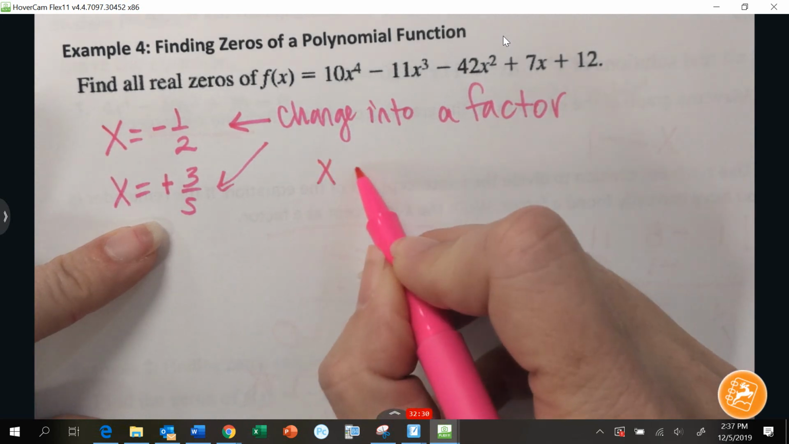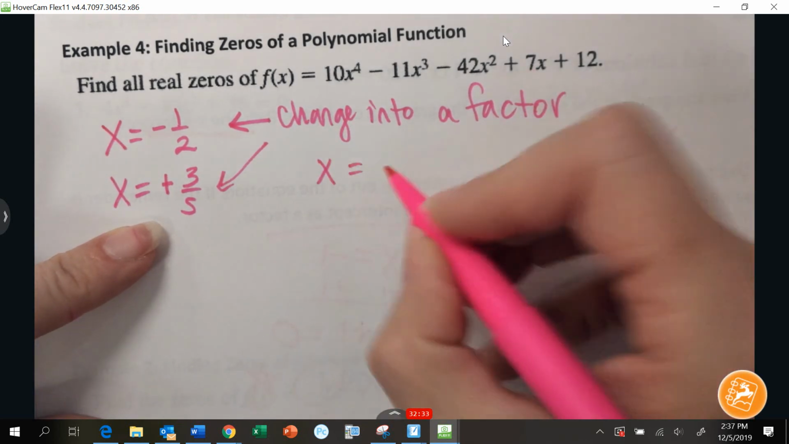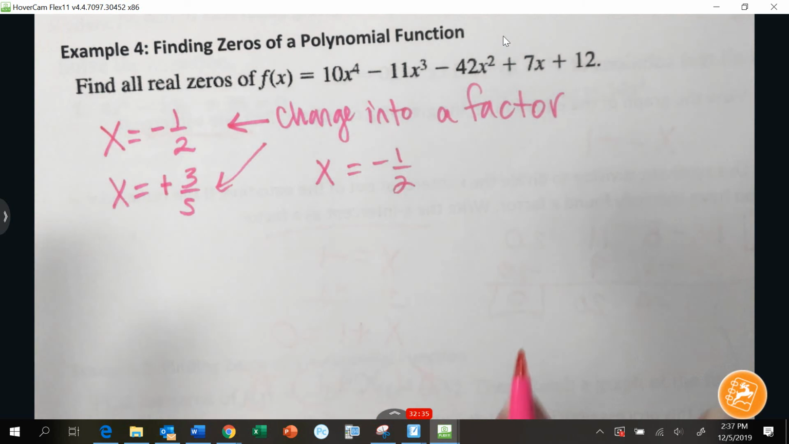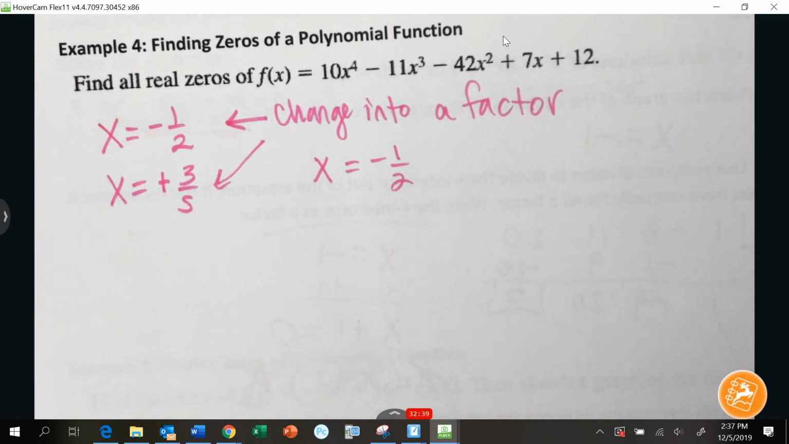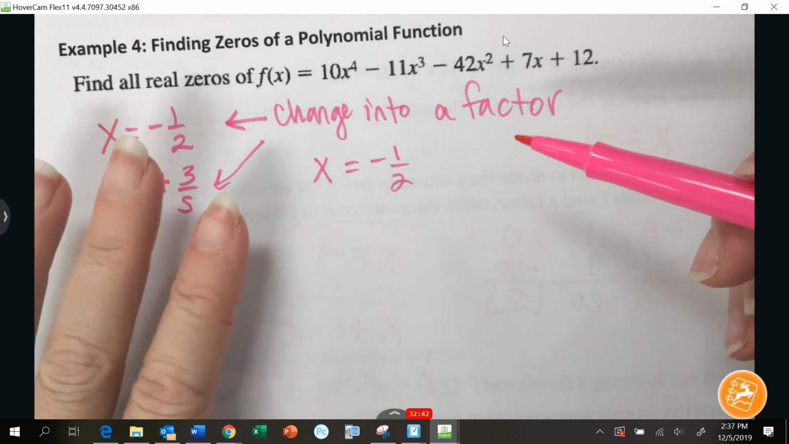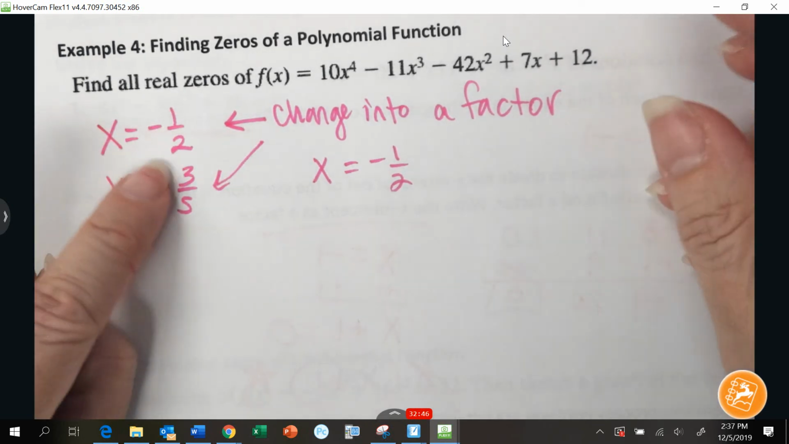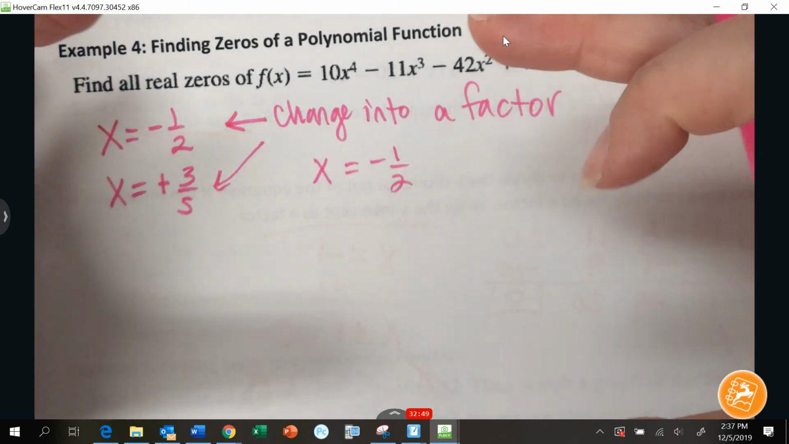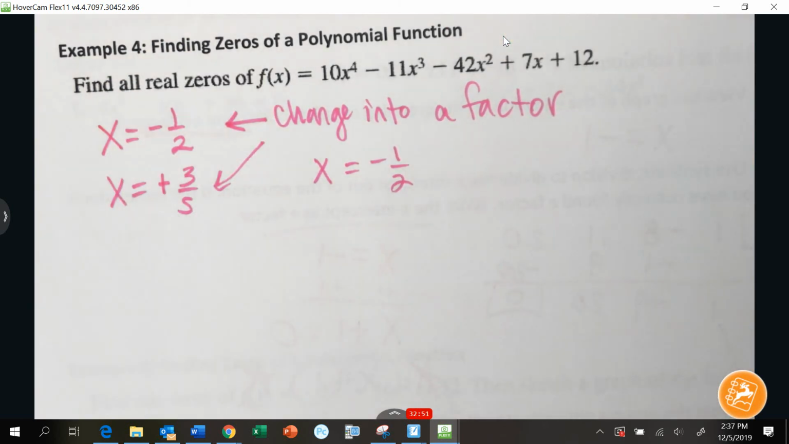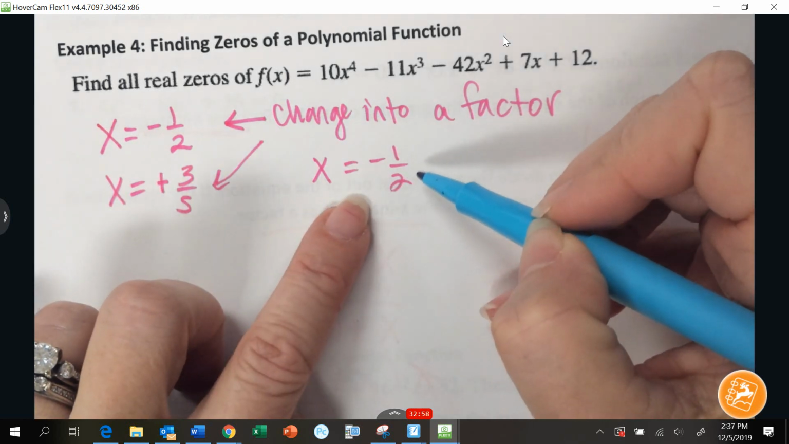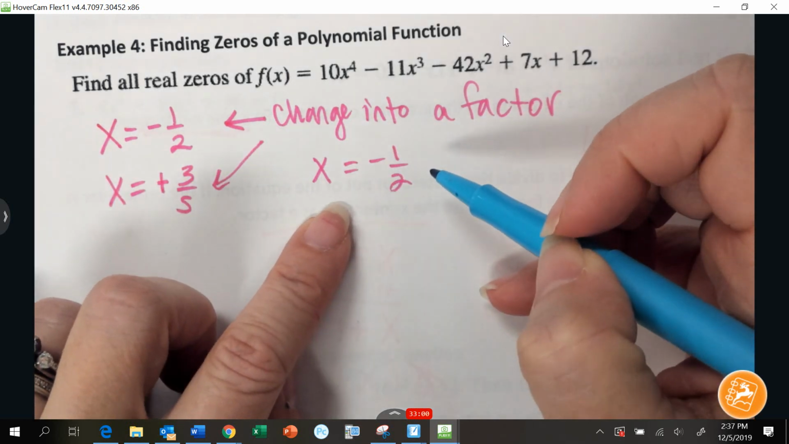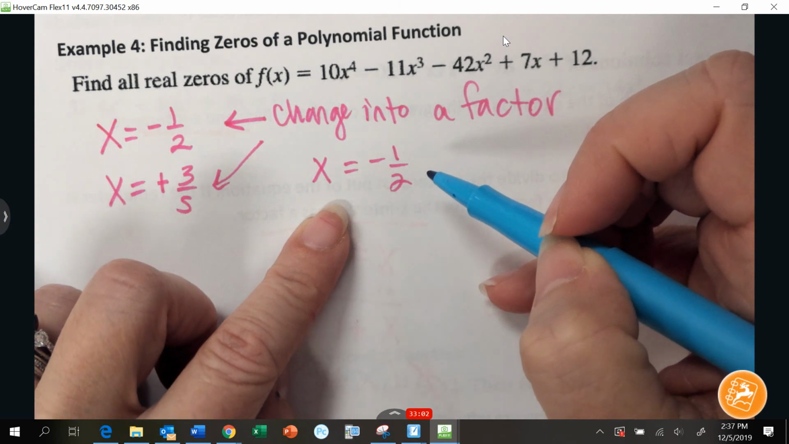To do that, the first thing that we were doing before is making it equal to 0, but this one has an extra step. Remember we changed it into a factor? A factor is in the parenthesis with like x plus something or x minus something. It's not going to be x plus 1/2. That's why I've got to go over this with you real fast.